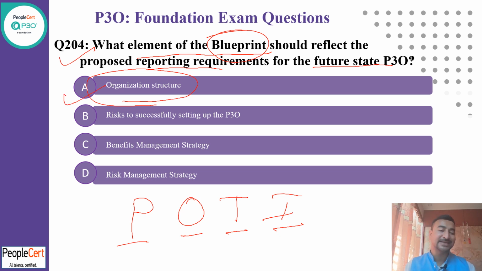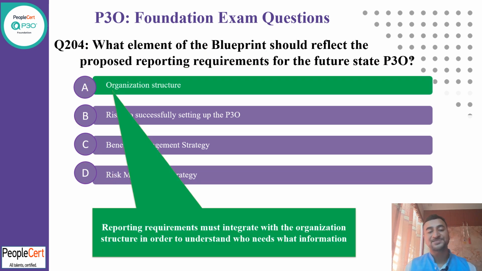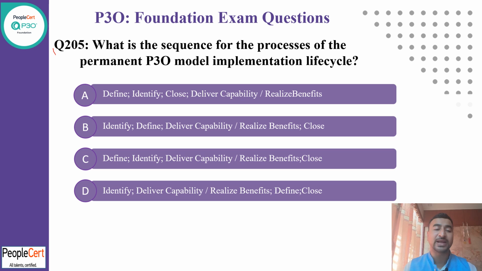But for your understanding, let's read option B: risk to successfully setting up the P3O benefit management strategy and risk management strategy. That's certainly not part of your blueprint. So A would be the most correct answer. Yes, that is. So if you recall the formula POTI, you can quickly jump to the right answer. Let's move to the next question.